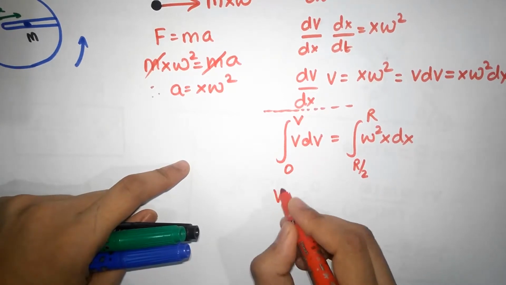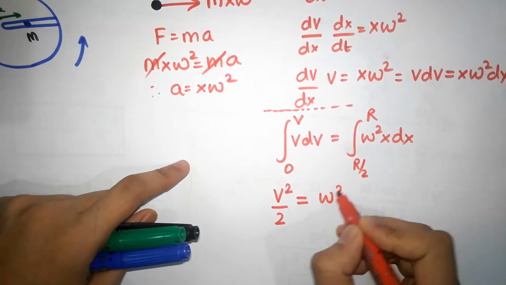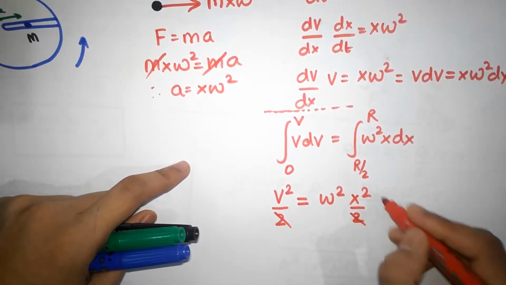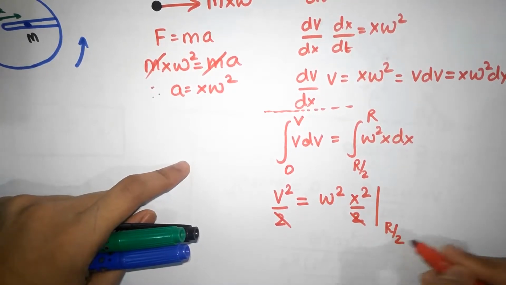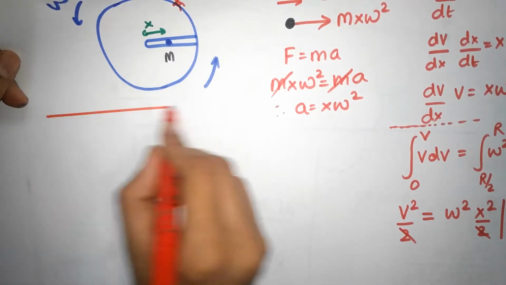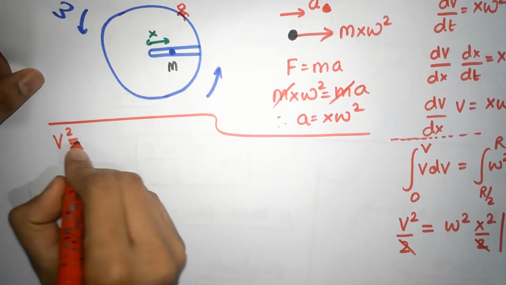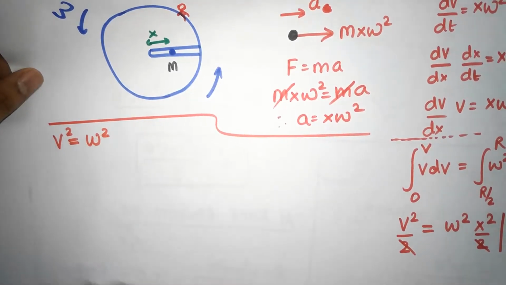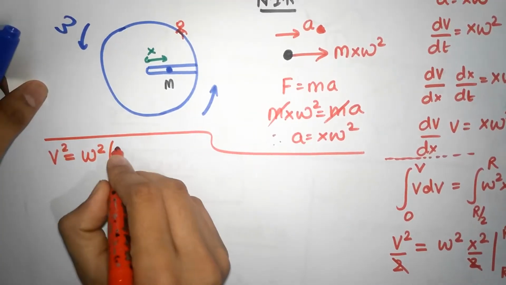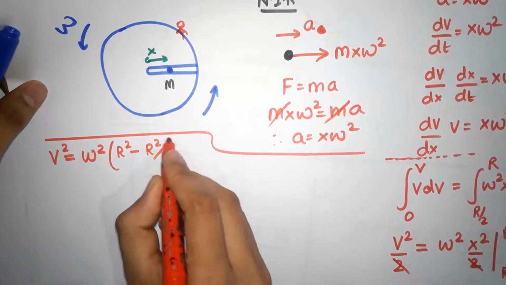You get v squared by 2. That should be equal to omega squared into x squared divided by 2. And we put the limits here. So let me continue on this side. So we have v squared equal to omega squared into x squared, but we now put the limits. So you get r squared minus r squared by 4.